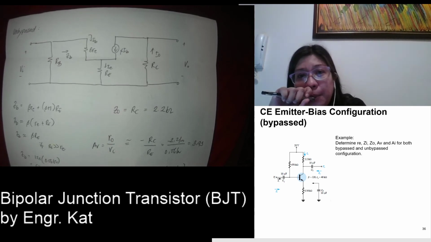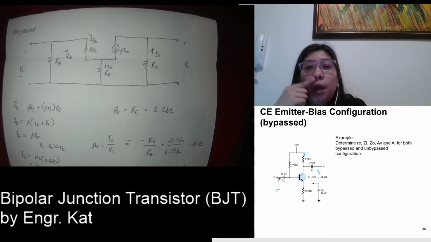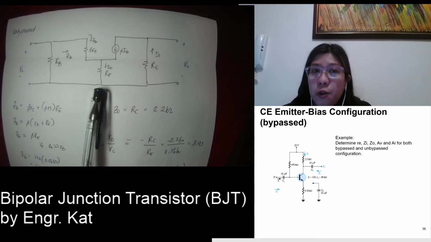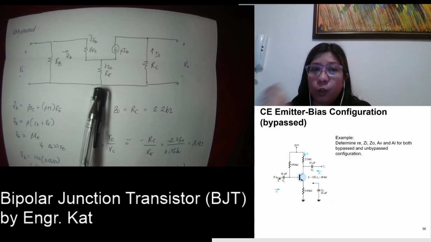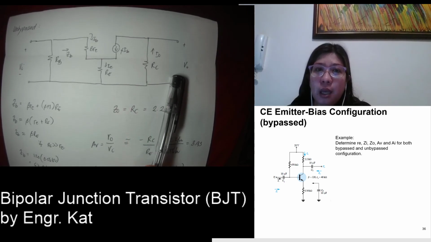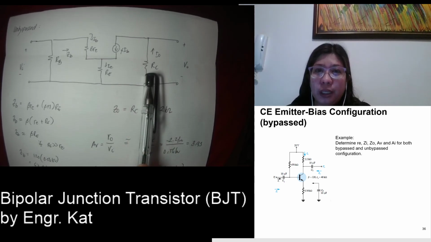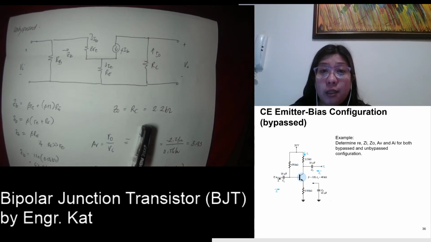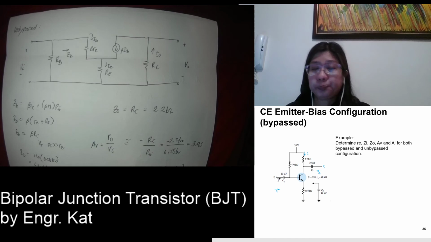So in this case, we neglect first, because of the complexity of the circuit, usually we are neglecting your RC. So if this is open, even your RE will be opened here. So the only resistance that we can see at the output side is your collector resistance. Okay, so therefore, your output impedance is equivalent to RC, which is 2.2 kilo ohms.